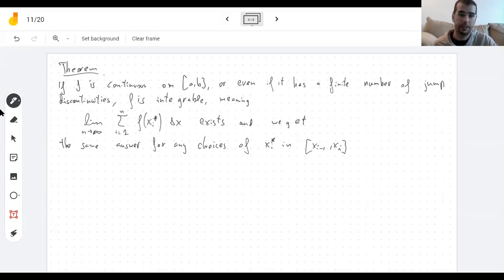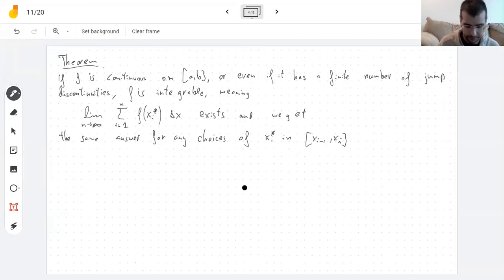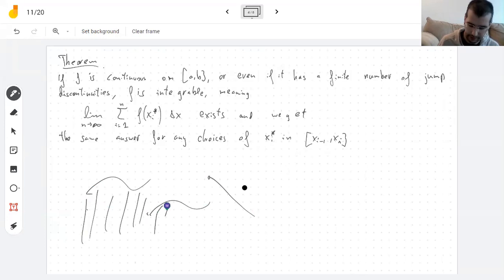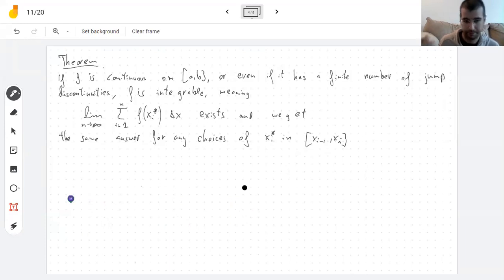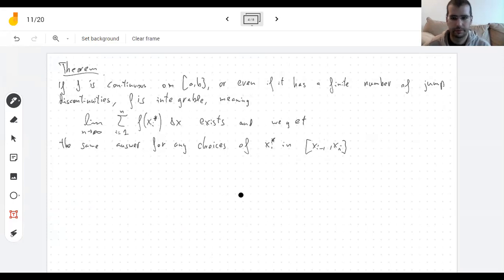And this works if the function is continuous, but also if the function looks like this with some jumps, the integral is just going to be, well, the sum of this area and then this area and then this area. So maybe it's not surprising that you can have jumps. All right, so that's kind of it. We'll move on to properties.